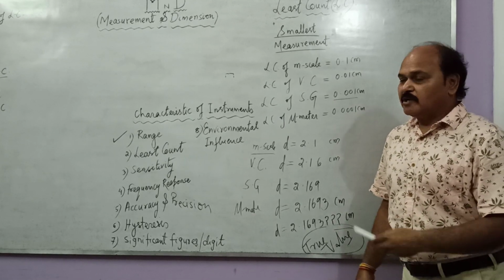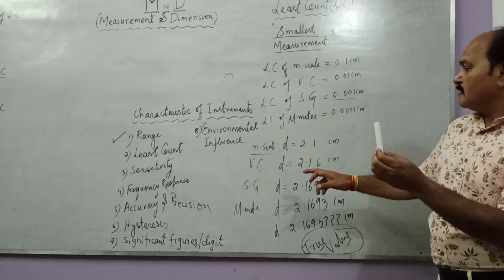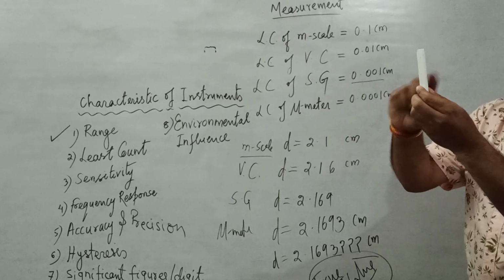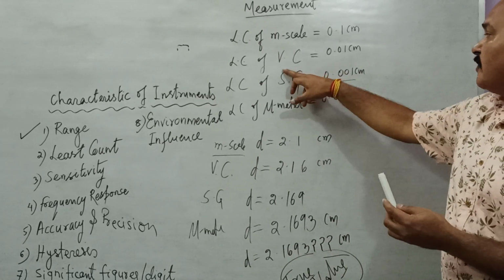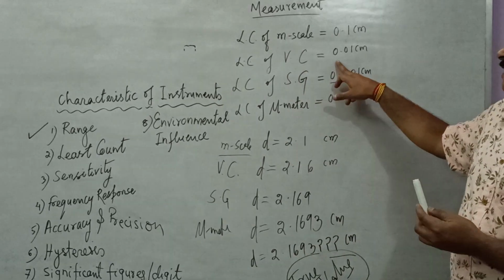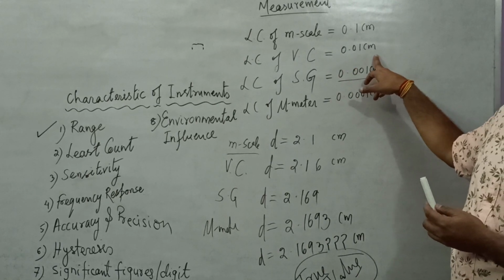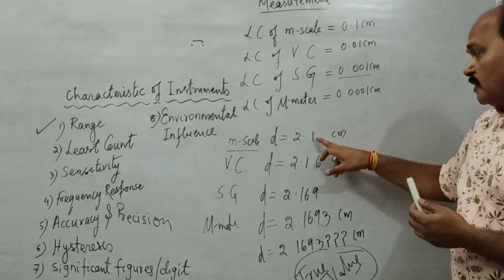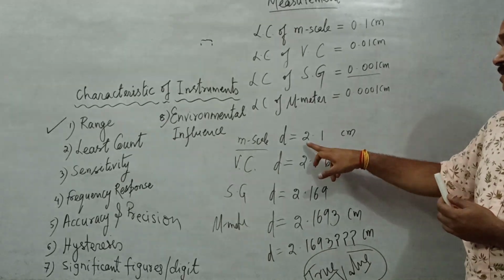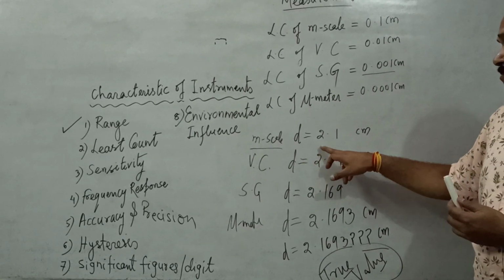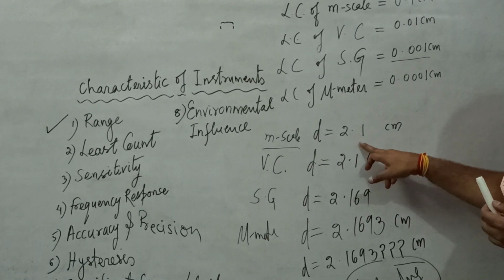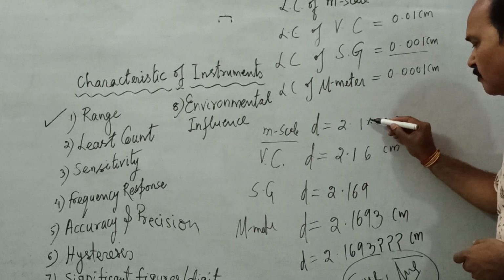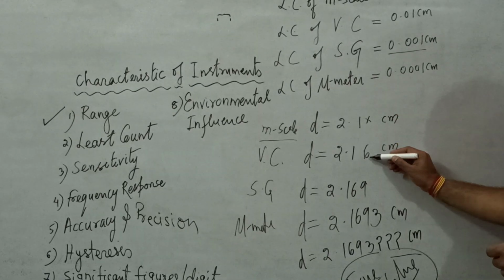Now if the same thickness is measured with the help of say vernier calipers. See, vernier calipers can measure up to 2 places beyond decimal in centimeter. That means when we measure this thickness, we'll know the next digit also. This is 2.1 with the help of meter scale, but if we measure the same thickness with the help of vernier calipers, we'll know what is here, and that is say 6.